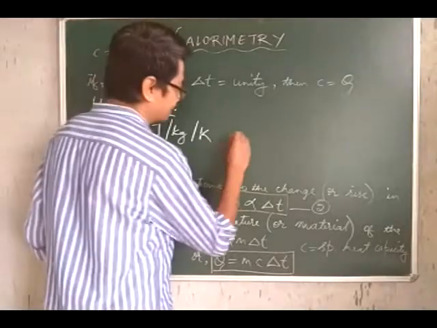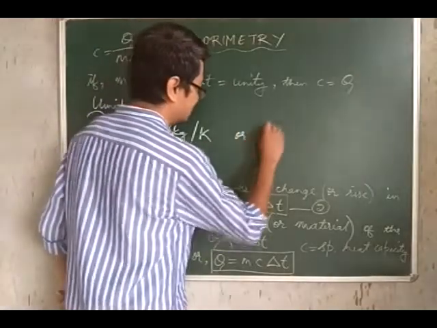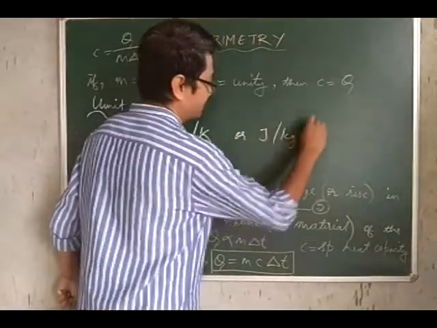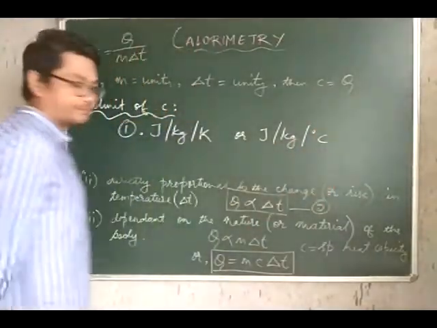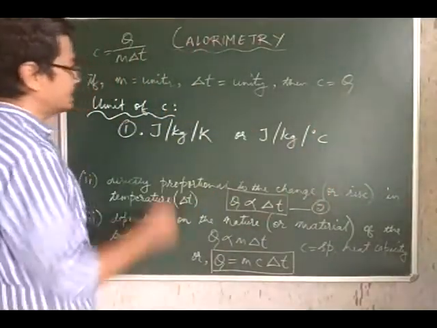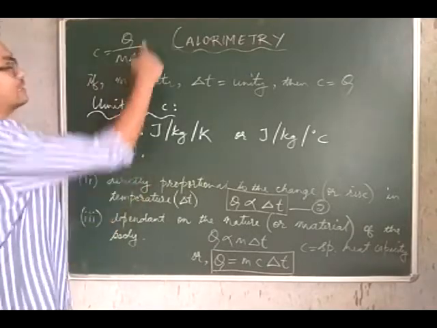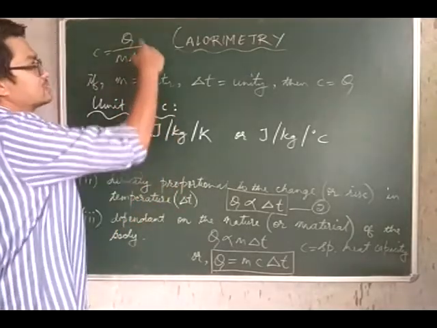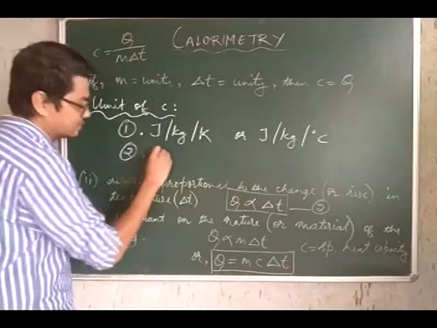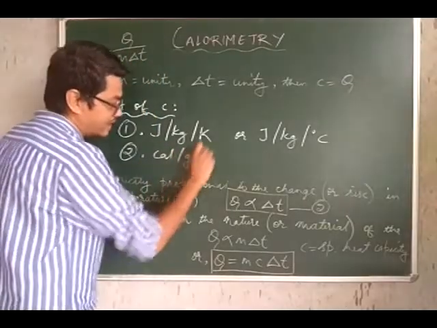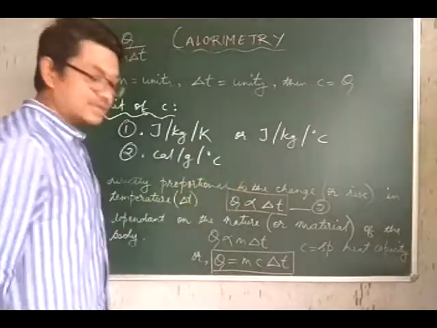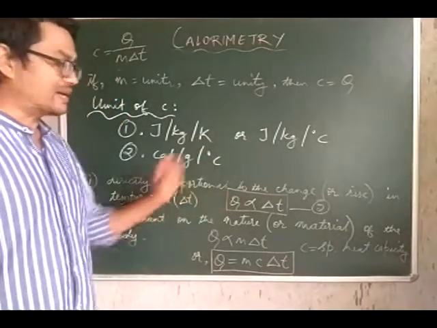This can also be written as, or the other unit will be joule per kilogram per degree C. So this is another unit for specific heat capacity. You can write other units also, like heat is also measured in calorie, so calorie per gram per degree C. So this is calorie per gram per degree C. So this is another unit of specific heat capacity, remember.